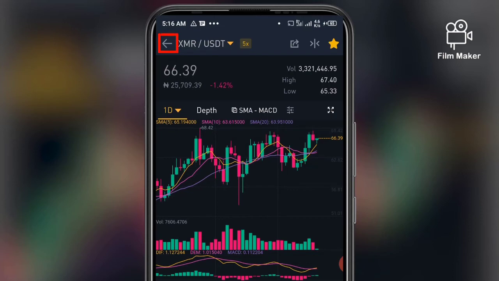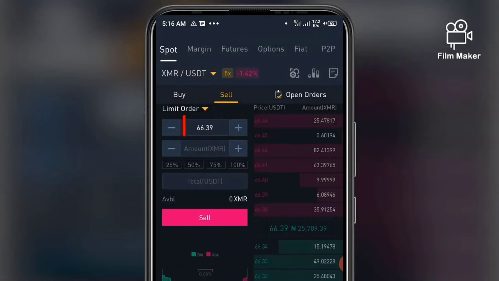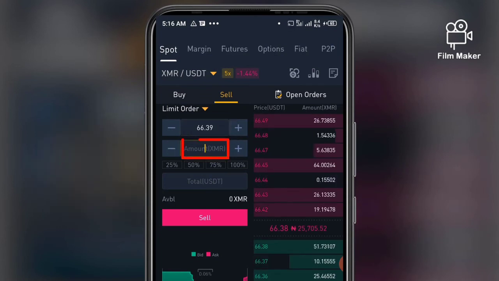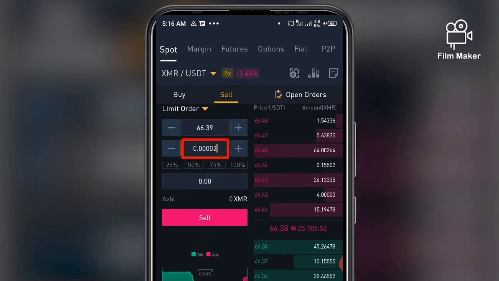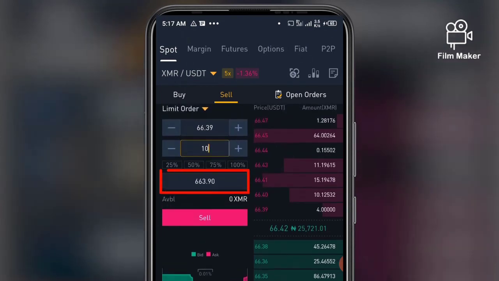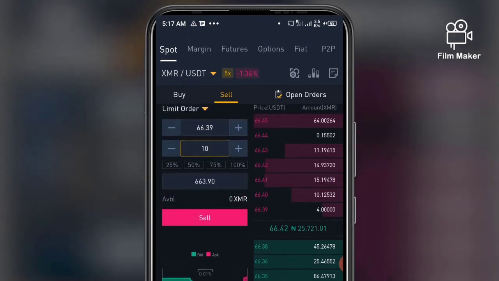So if you go and click on sell, you can choose. You see the current price is 66.39. You can choose the amount you want to sell. Let's say for example, I want to sell 10 Monero, and you see the amount. The next thing is click on sell, and it automatically sells it.